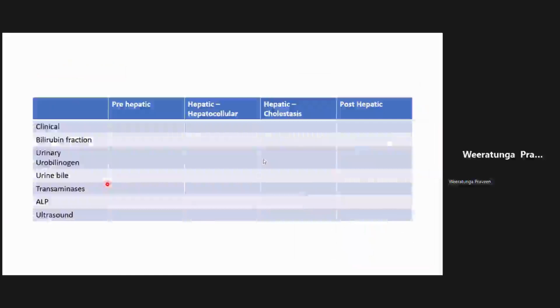Keep this table in mind, remember it. You need to know very clearly how to fill this out, how to differentiate between the various types of jaundice, right? So things towards the right side, cholestasis, hepatic cholestasis and post-hepatic, all cause a direct hyperbilirubinemia, whereas pre-hepatic jaundice is an indirect hyperbilirubinemia. Hepatocellular is a bit of a mix, right? It's difficult to say what exactly it is.